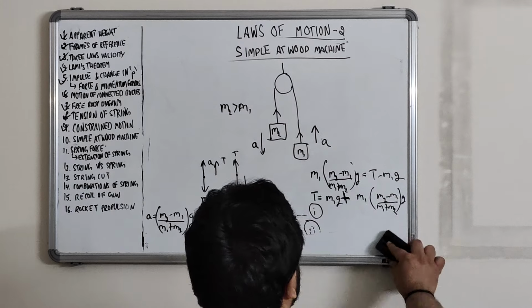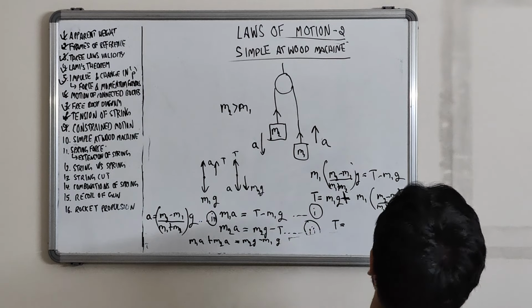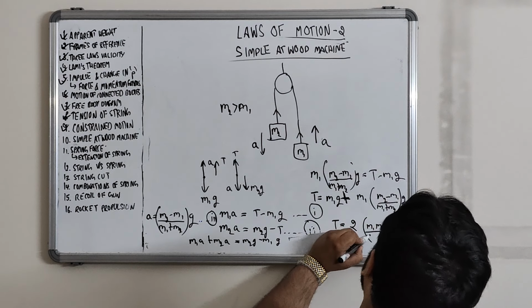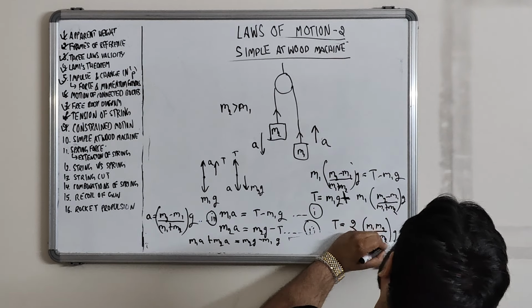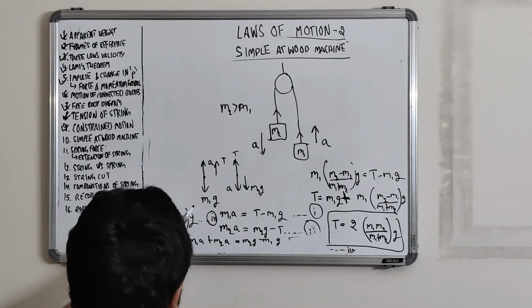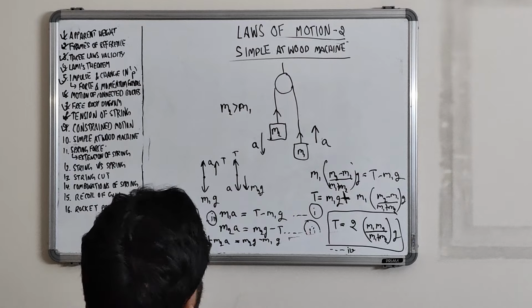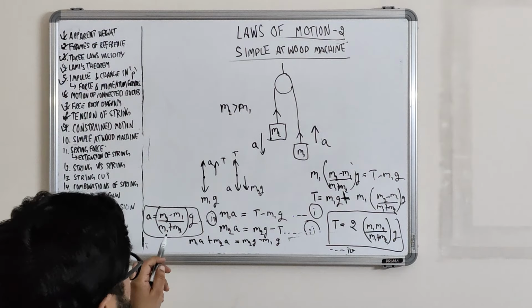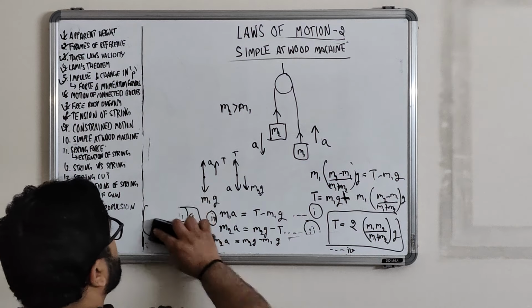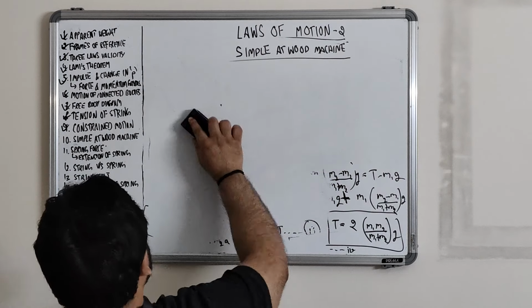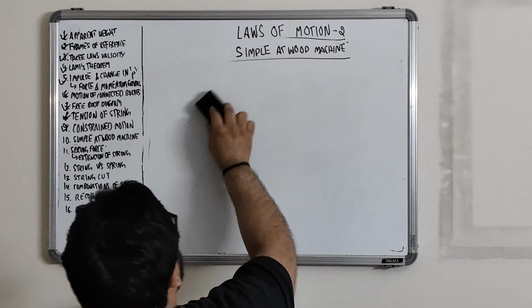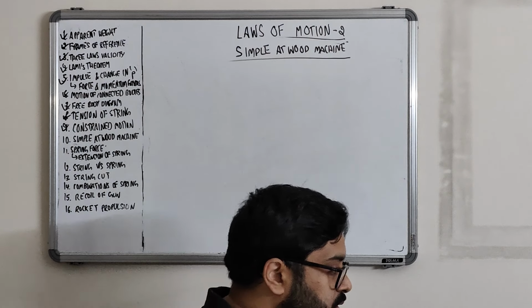If you calculate this equation, you will get T is equal to 2 into M1 M2 upon M1 plus M2 into G. So you got the acceleration of the bodies and you got the tension in the string. Whenever you get a question, you can use these two formulas to solve the questions directly. Let's do one question just to show you that this formula can be used easily.